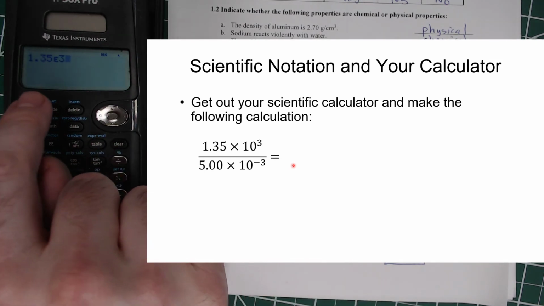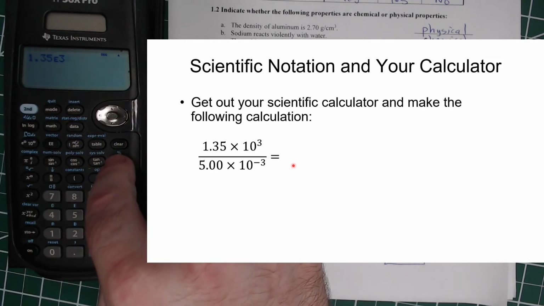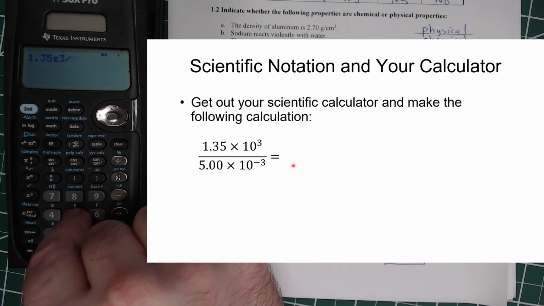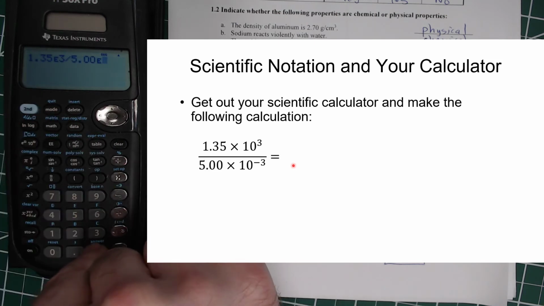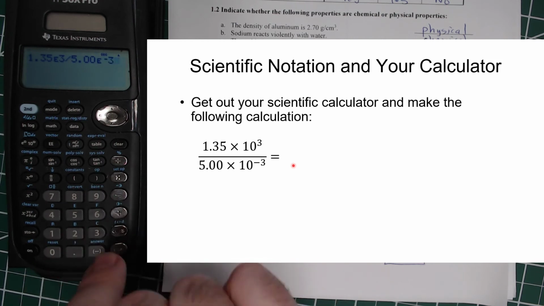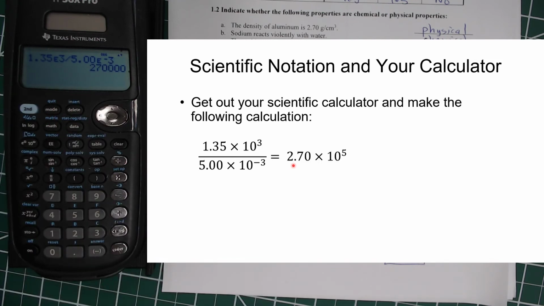What's nice is that you don't have to put parentheses around this. It will treat that all as one number. We're going to divide that by 5.00 E negative 3. Then I'm going to hit enter, and you'll see we get 270,000, which is 2.70 times 10 to the 5th. So there we go, 2.70 times 10 to the 5th. And if you get something different, then you're using your calculator incorrectly, and you need help.